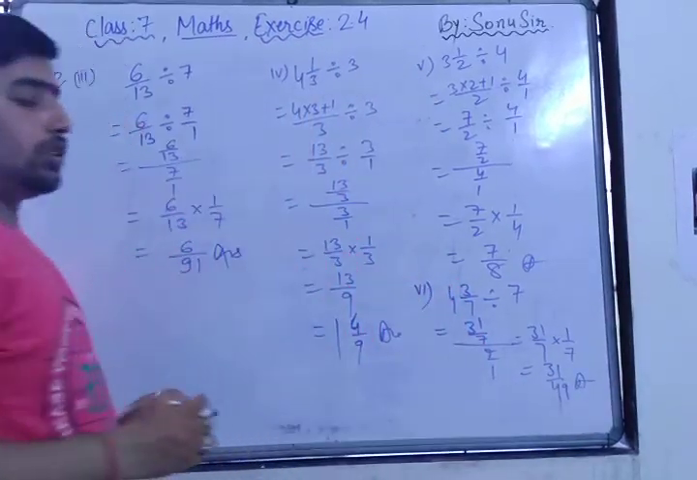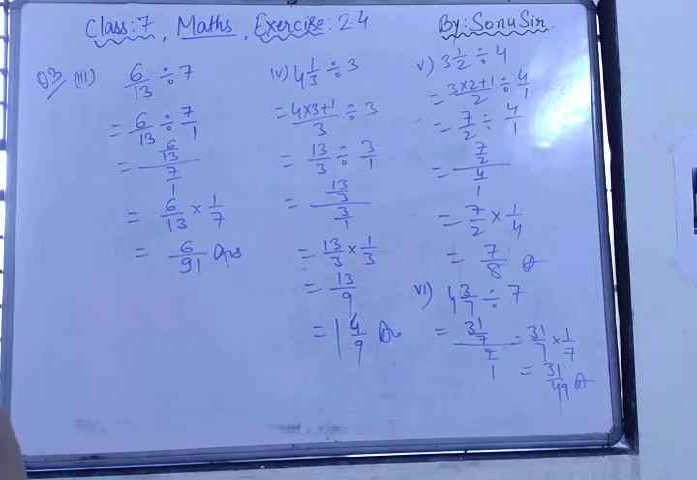Got it? So you can check your answers from third to sixth. Third answer is 6 by 91. Fourth answer is 13 by 9. Fifth answer is 7 by 8. And sixth answer is 31 by 49. So we have completed our question number 3.